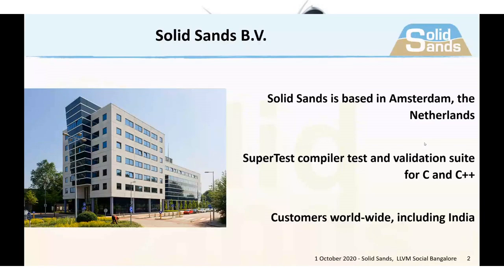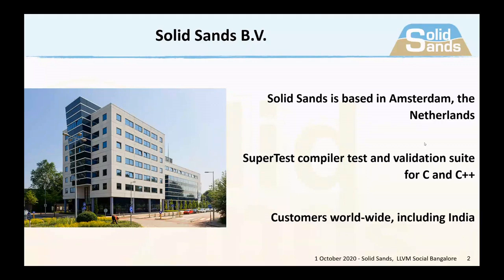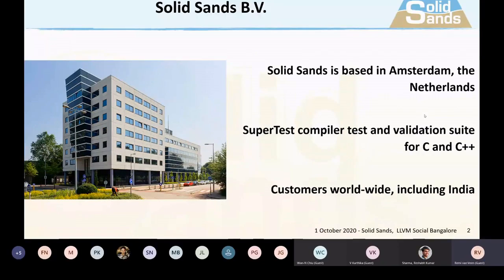Netherlands. Our main business is our product Supertest, which is a compiler test and validation suite for C and C++. But upon that, we also provide services to validate compilers for our customers, for example. And we also work on library testing, so the C and C++ standard library. We have customers worldwide, so it's very nice to see that even though we are from quite a small country, we help customers all over the world to test their compilers, including in India.